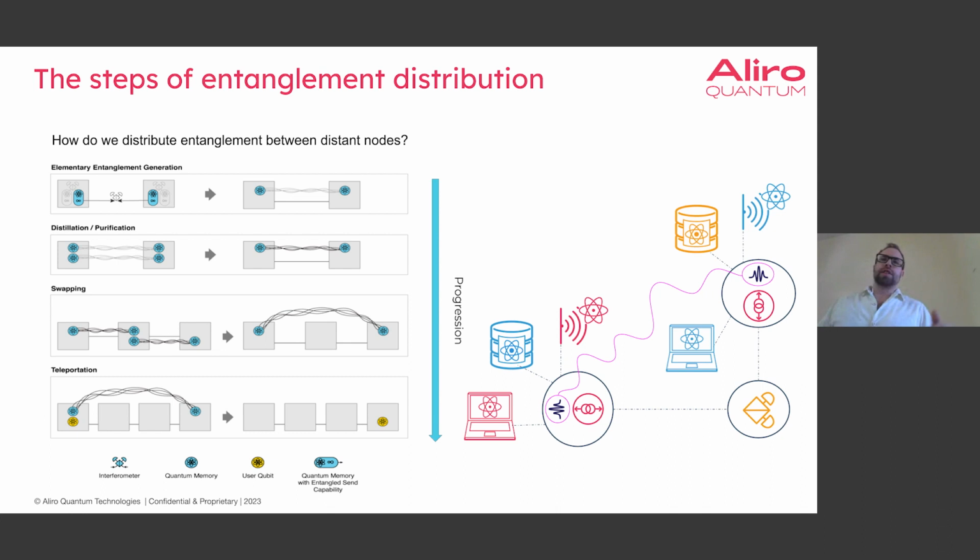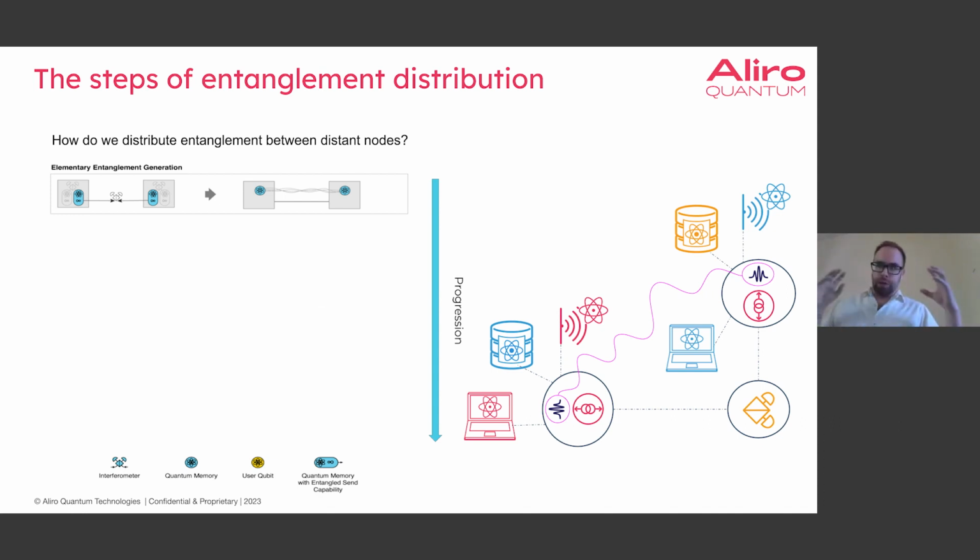The first step in doing this is what's called elementary entanglement generation. If you have nodes that are connected through fiber or through some sort of channel, the idea is the first step is to get entanglement between those nodes. If they're close enough, this shouldn't be a problem, and you can do this in various ways.